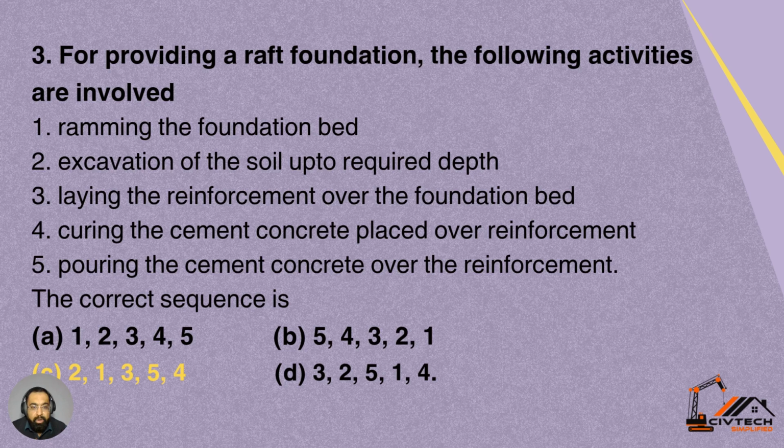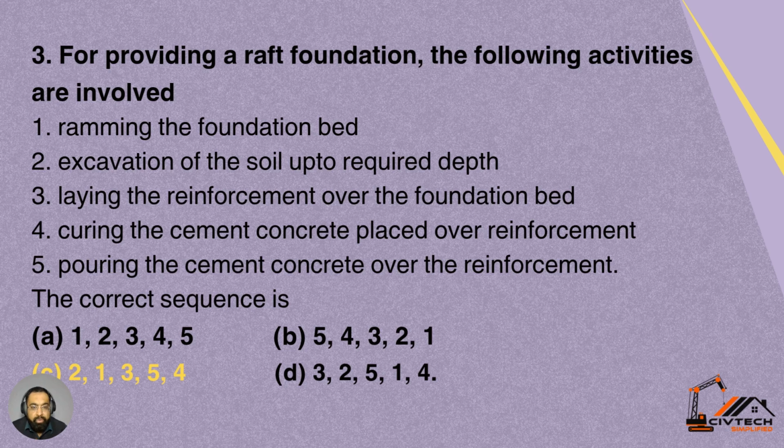The correct sequence is: A, 1, 2, 3, 4, 5. B, 5, 4, 3, 2, 1. C, 2, 1, 3, 5, 4. D, 3, 2, 5, 1, 4. Option C is correct, which is 2, 1, 3, 5, and 4.